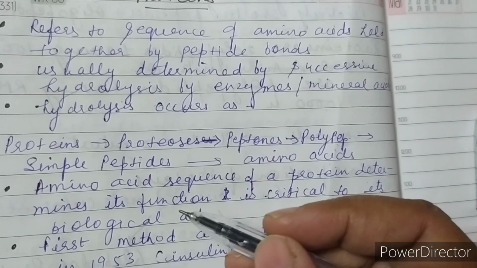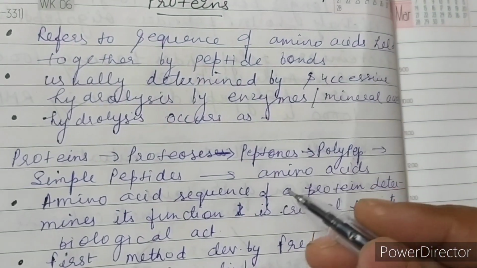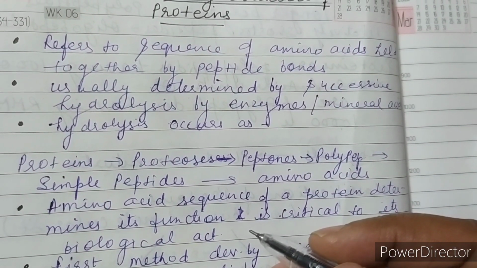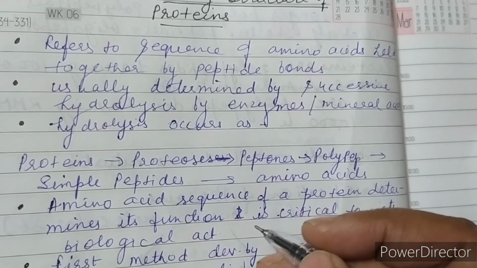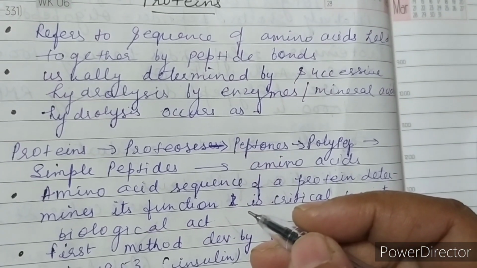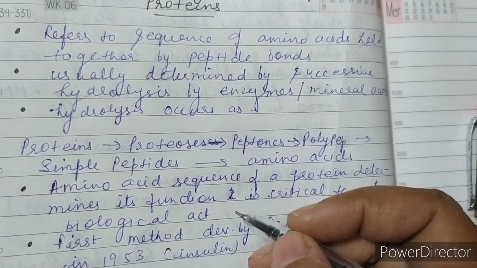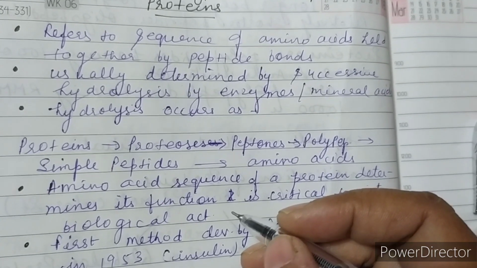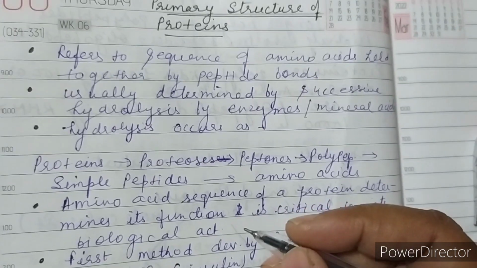For example, in a protein like hemoglobin, even if you change one alpha amino acid, then the entire hemoglobin will become defective. That is found in sickle cell anemia. Persons suffering from sickle cell anemia possess defective hemoglobin, and the difference between normal hemoglobin and defective hemoglobin is in only one alpha amino acid.